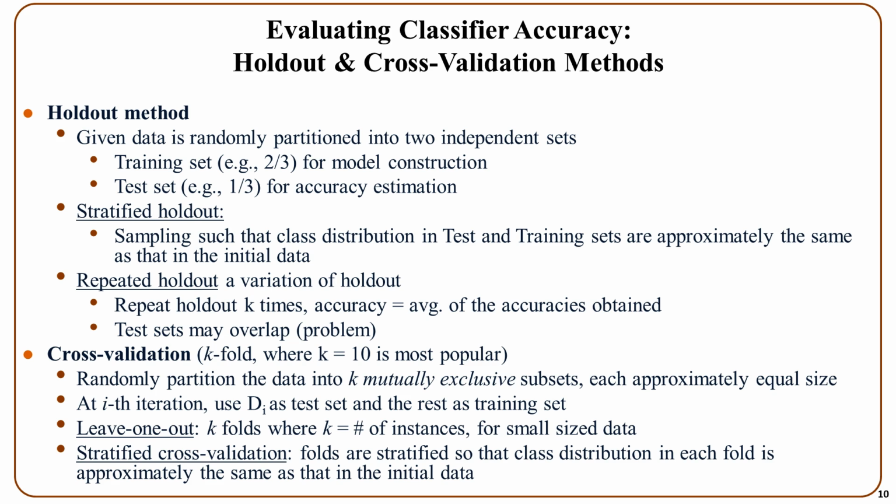Now, for evaluating classifier accuracy, mainly we have the holdout method and the cross-validation method. In the holdout method, we randomly partition the data set into two independent sets, the training set and the test set. Normally we use 2/3 for training the model, and the rest, which is 1/3, for estimating the accuracy.